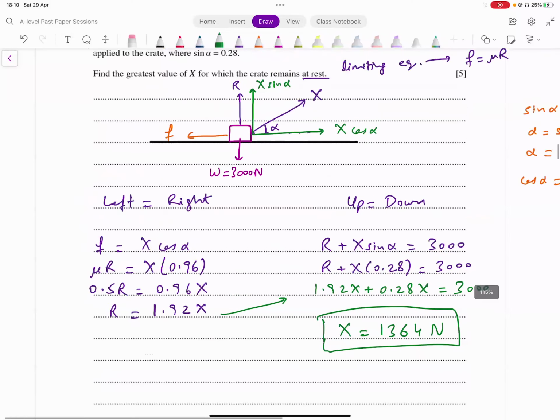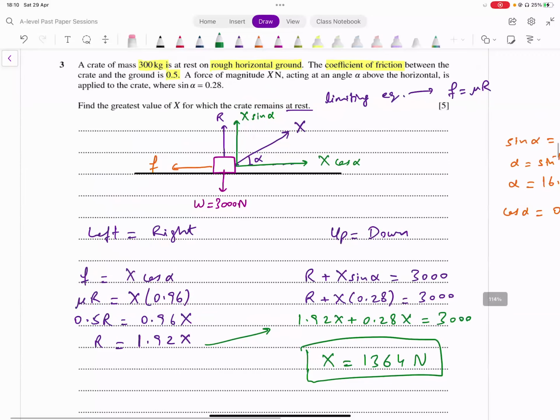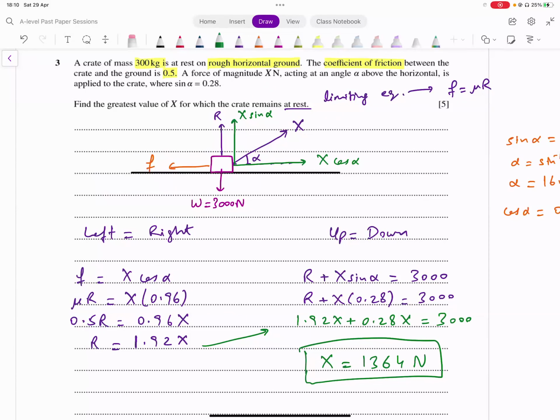Okay. This is to 4 significant figures, which is perfectly okay. Minimum 3 होने चाहिए, 3 से ज़्यादा हो सकते हैं. Unless उसने question में कुछ कहा हो, यहाँ पे उसने question में कोई instruction नहीं दी है. You can leave it like this and that's okay. All right, so x, the greatest value of x turns out to be 1364 Newton, right?